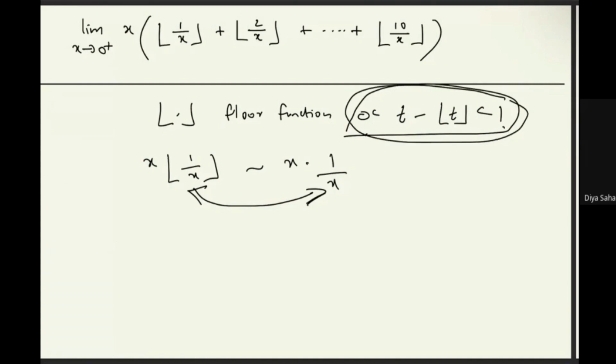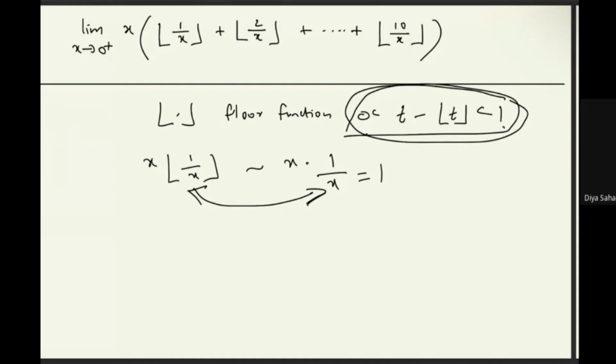Now, x times 1 by x is 1, so I'm expecting the limit to be 1. But that's not the correct argument. So how do I argue? What can I use here?